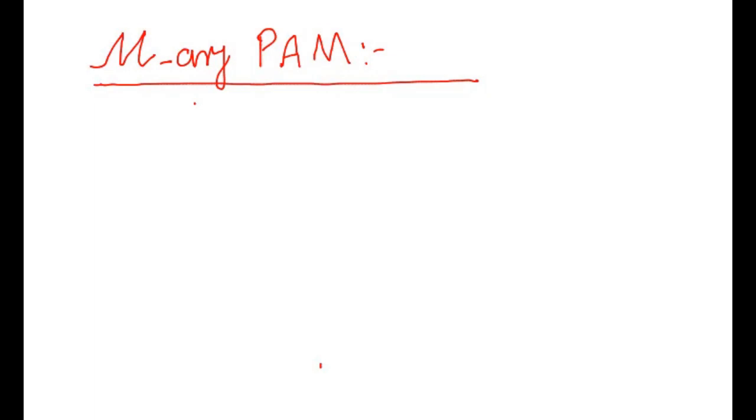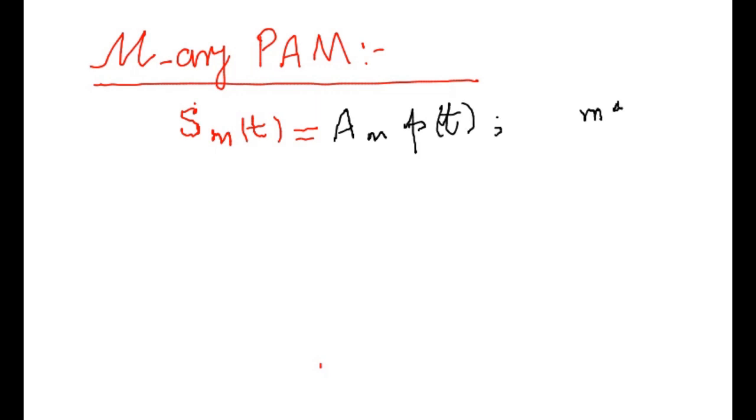I will continue the M-ary pulse amplitude modulated signal which we left in our previous video. In the previous video, we derived some expressions, such as for the signal s_m(t), we said that our pulse amplitude modulated signal can be represented as A_m times p(t). And keep in mind, this discussion which we carried out in our previous video was for the baseband signal. So this representation is for the baseband signal, and we saw that our p(t) is actually a baseband signal.